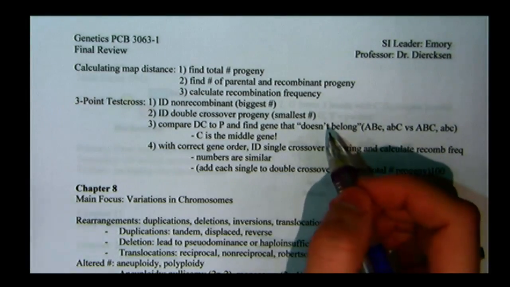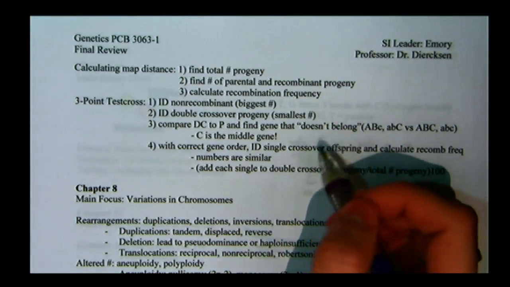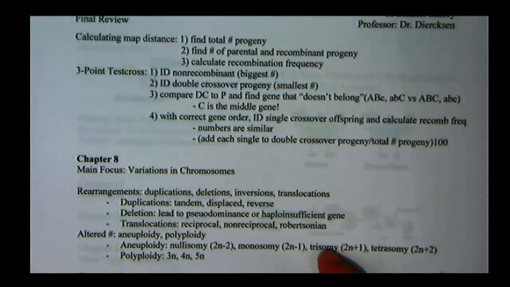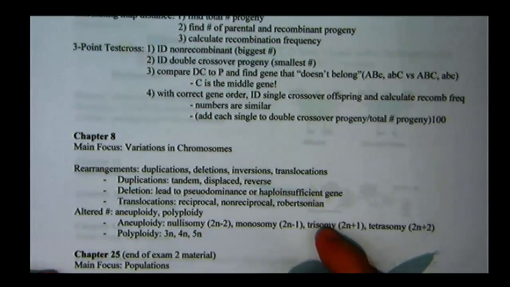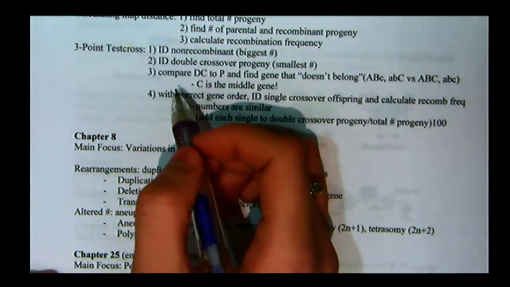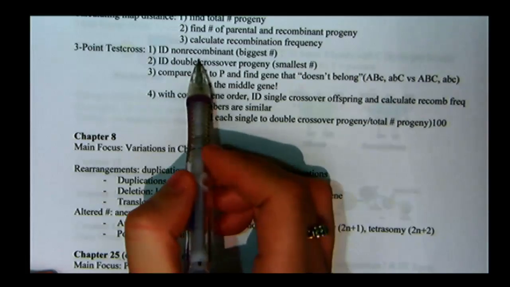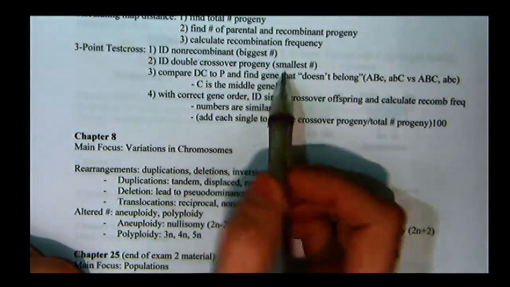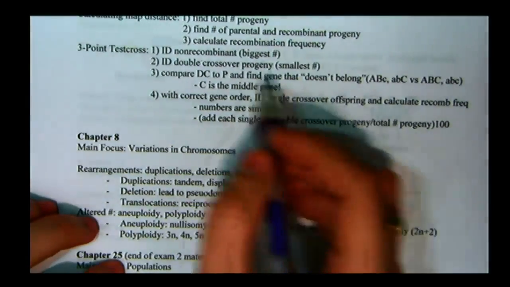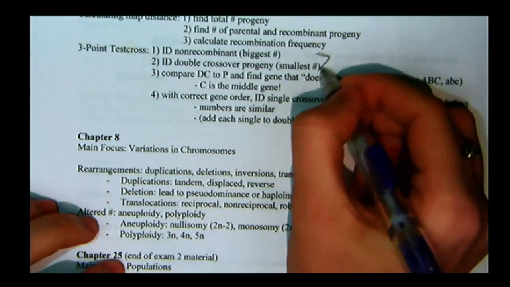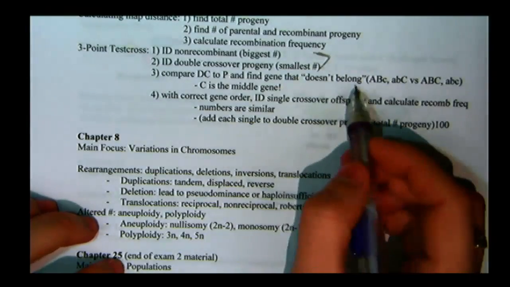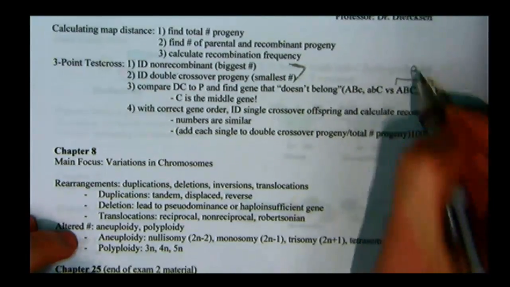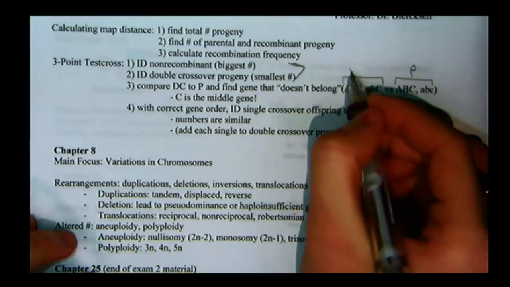And then the basic broad overview of how to do a 3-point test cross is you want to identify all of your offspring. So your non-recombinants will be your parentals, that will be your biggest number. Your double crossover progeny will be your smallest number. And then you compare these two together and determine the one that's different or doesn't belong. So if you're comparing these to be your parental, your P generation, and these are your double crossover, your smallest number, determine here that C is the one that's different. That means that one's in the middle.